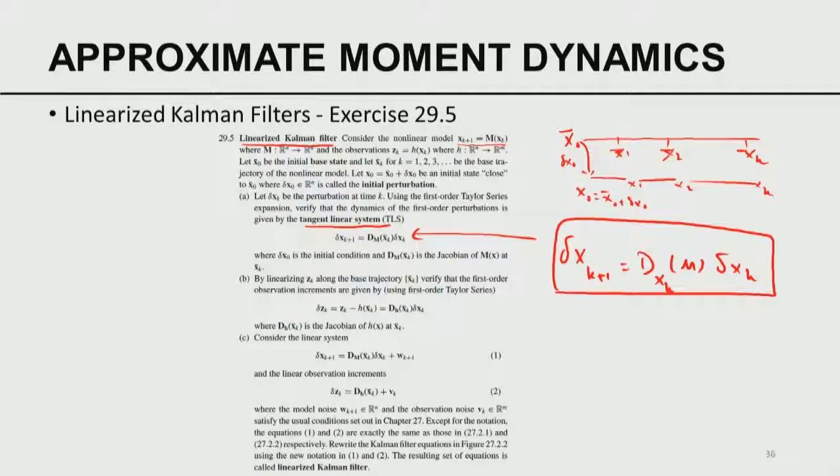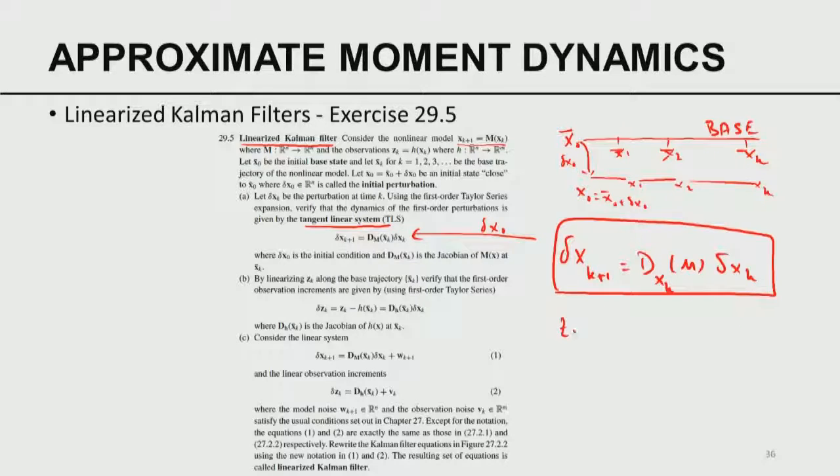So for this linear system, delta x_0 is the initial condition. So what did I do now? I have a nonlinear system. I consider the base trajectory. I superimpose an initial perturbation and talk about the dynamics of evolution of the perturbation. That's a linear equation. This linear equation essentially tells you how the superimposed initial perturbation propagates on top of the base state.